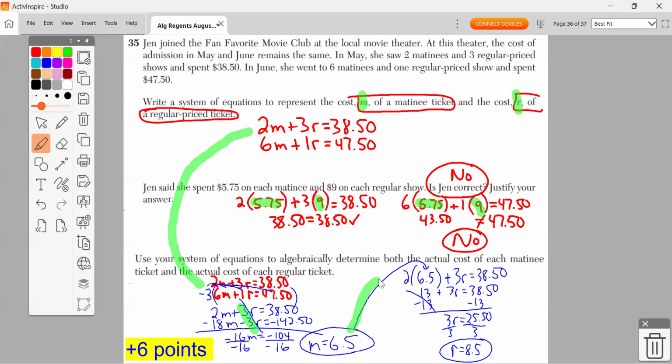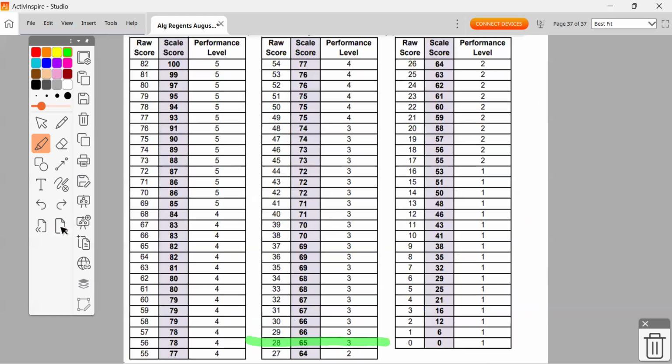It's fine. Then take that and sub it back in to one of the equations. It doesn't matter. I chose the top equation and subbed it in for M. Solve that equation and you get R equals 850. So hopefully you got enough credits to pass. 65 is a passing score. You needed 28 credits total.